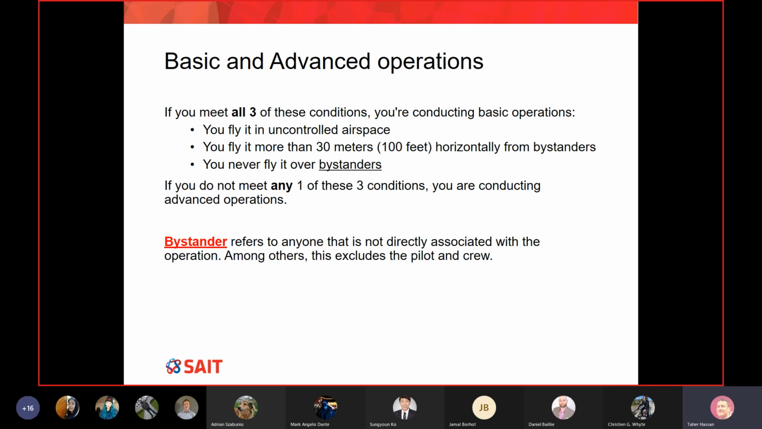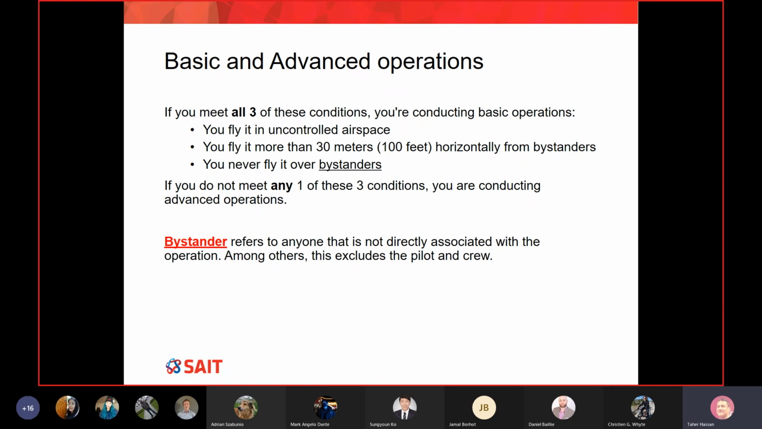If you want to know the answer, just read the statement at the bottom of my slide. A bystander refers to anyone that is not directly associated with the operation. Among others, this excludes the pilot and the crew. So if you are with me and aware of the drone operation, it means you are part of the crew. It means you are not a bystander. A bystander is a SAIT student who is not in my class, who is passing by, coming from the parking area. This is called the bystander.